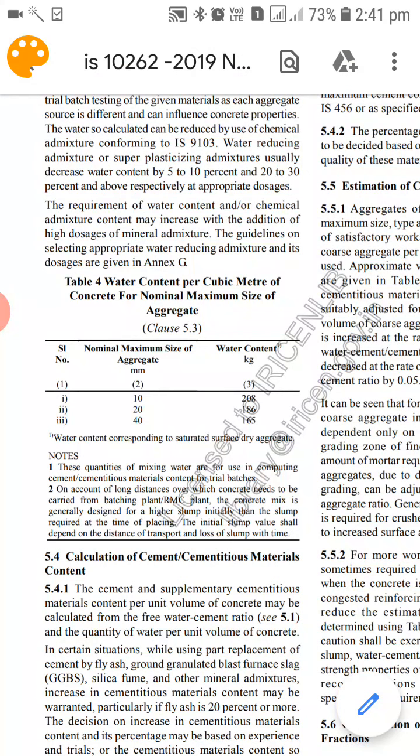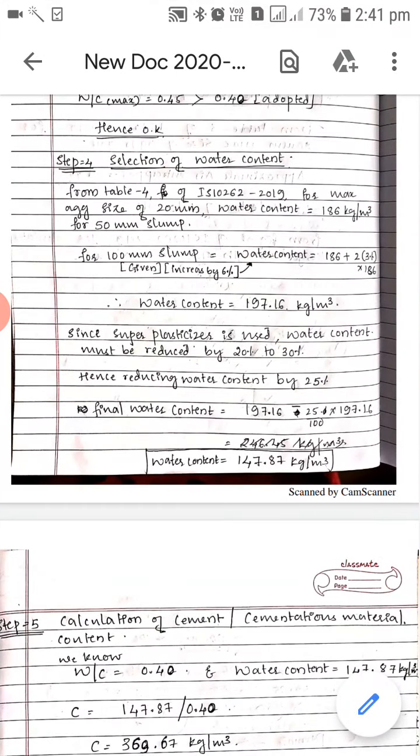The aggregate size given in the question is 20 mm, so the water content is 186 kg per meter cube. This is per cubic meter of the concrete. This is for 50 mm slump value. All the entries in the table are for 50 mm slump, but the slump given for us in the question is 100 mm slump.